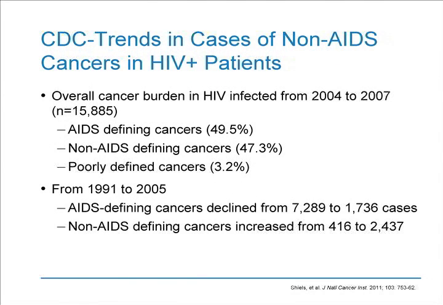This slide looks at the trends in non-AIDS cancers in the U.S. over approximately a 15-year period, and the AIDS-defining cancers equal in total the non-AIDS-defining cancers, but over time, the annual rate for AIDS-defining cancers has been decreasing, and the annual rate for non-AIDS-defining cancers has been increasing. So the trend is that non-AIDS-defining cancers will become predominant in the future.